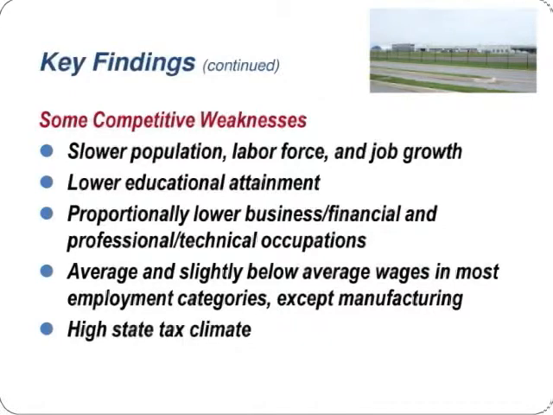Slower population, labor force, housing, and job growth. Your growth rate, current growth rate, or growth rate over the past decade, is frankly a little bit lower than most other areas that we compared you to. The second one is particularly troubling. Lower educational attainment. I think this area had the lowest or second lowest level of educational attainment. We express that in terms of the percent of the population 25 and older that have a bachelor's degree or higher.